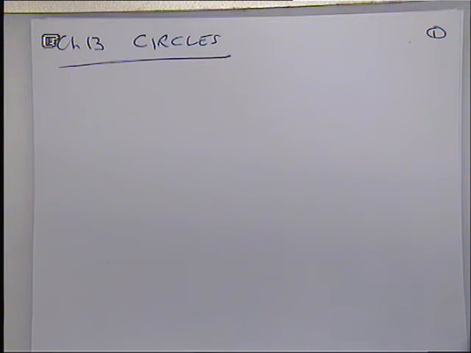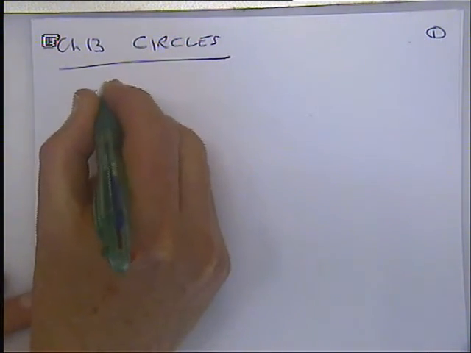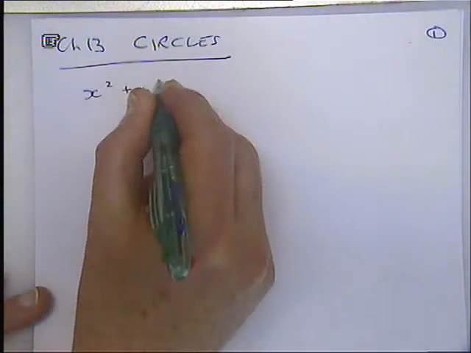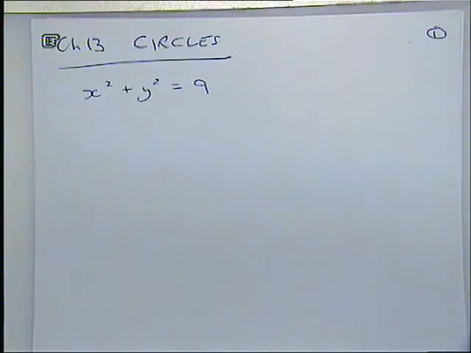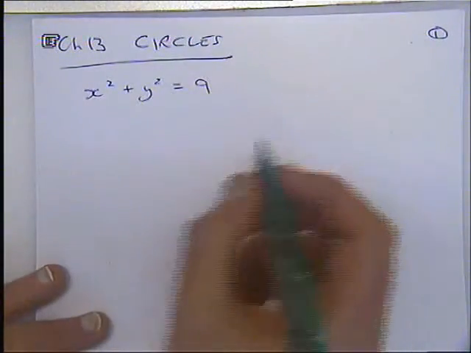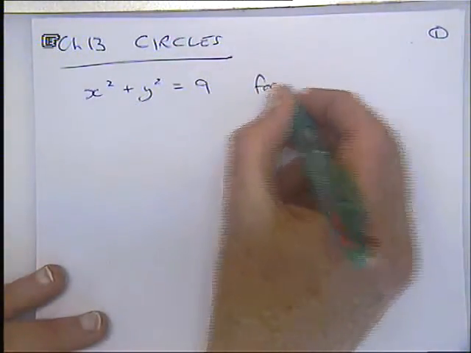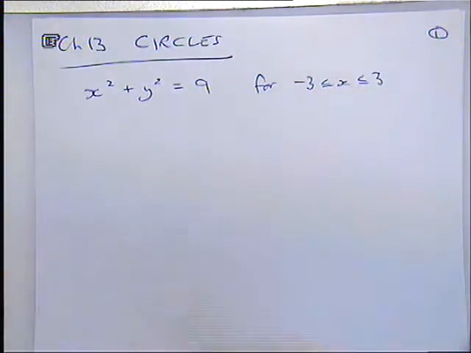Okay, so chapter 13 of C1, circles. What I want you to do first of all, and I know some of you may have looked at this in AdMaths, but that's nowhere near all of you, and if you have, can we not let the secret out of the bag, so to speak, to start with? I want you to look at this equation here in a minute, and I want you to consider values of x between -3 and +3.